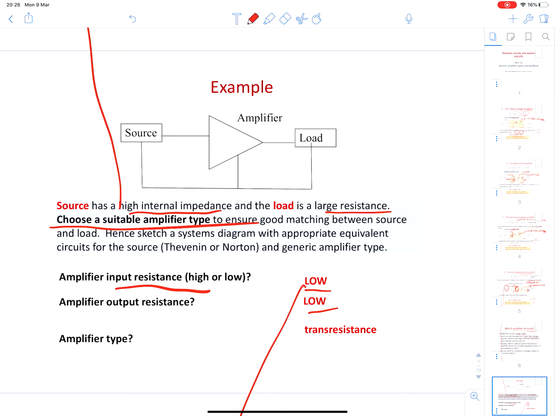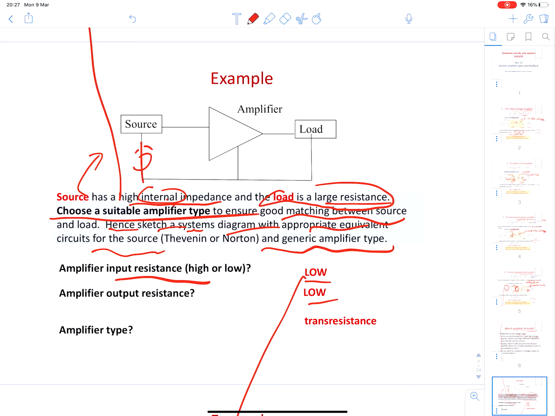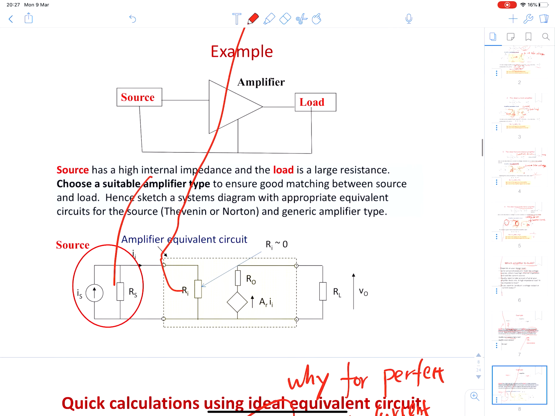So where the source has a high impedance and the load is very large, please build a suitable amplifier for good matching between the source and load. Sketch the system diagram with the appropriate equivalent circuit for the source. And so what if the internal impedance of the load is large? Then it must be internal resistance of a load is large. It must be a current source, right? And what if it is a current source?